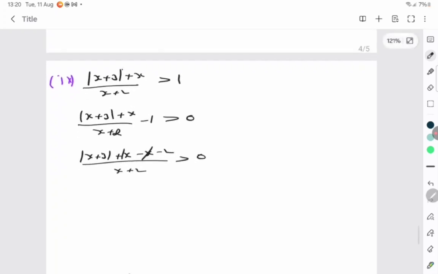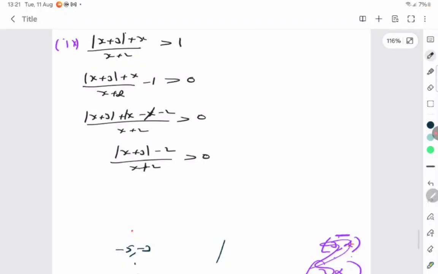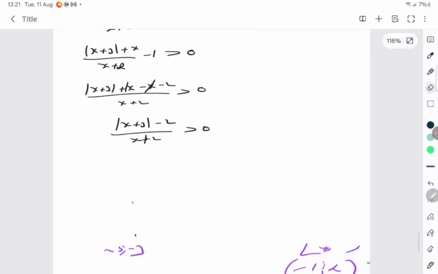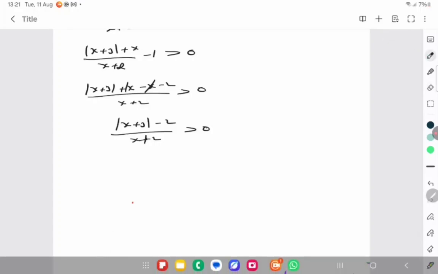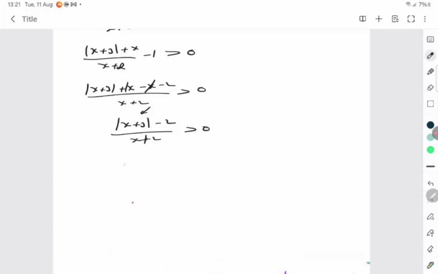This and this is getting cancelled. The function becomes a much simpler function. Minus 2 by x plus 2 is greater than 0. Now I want to redefine this function. Why do I want to redefine this function? I could have also approached it as find the cutting points and then do the numerator and denominator. I am not able to. So even to find the cutting points, I need to just decide this interval.